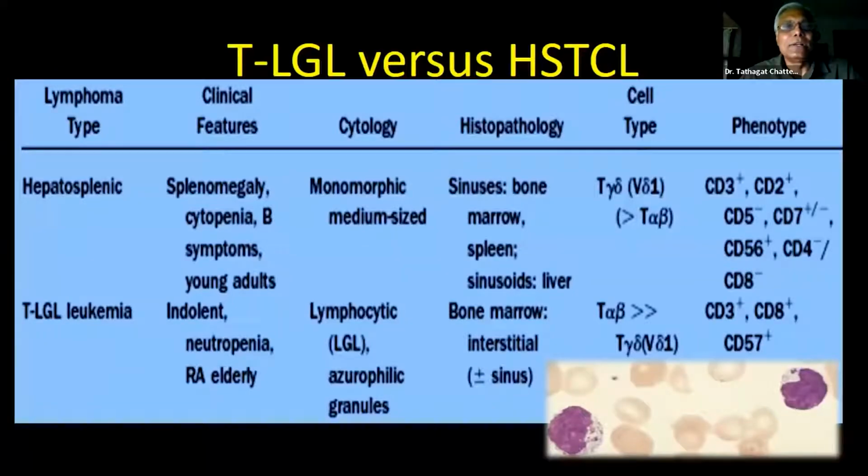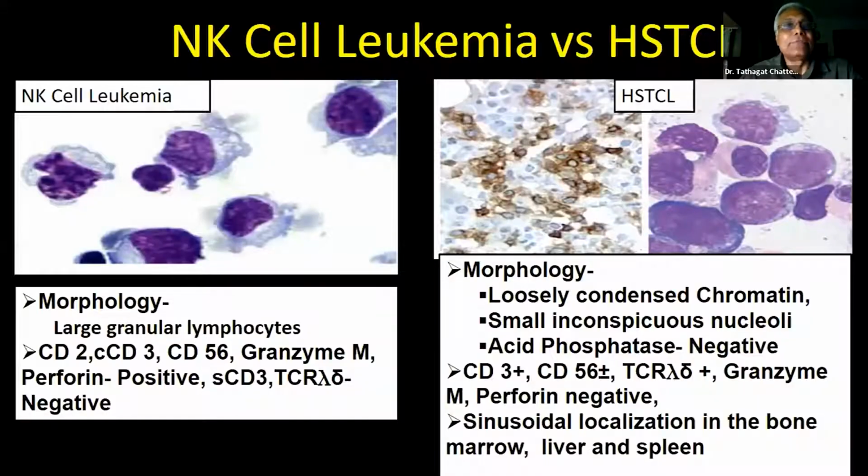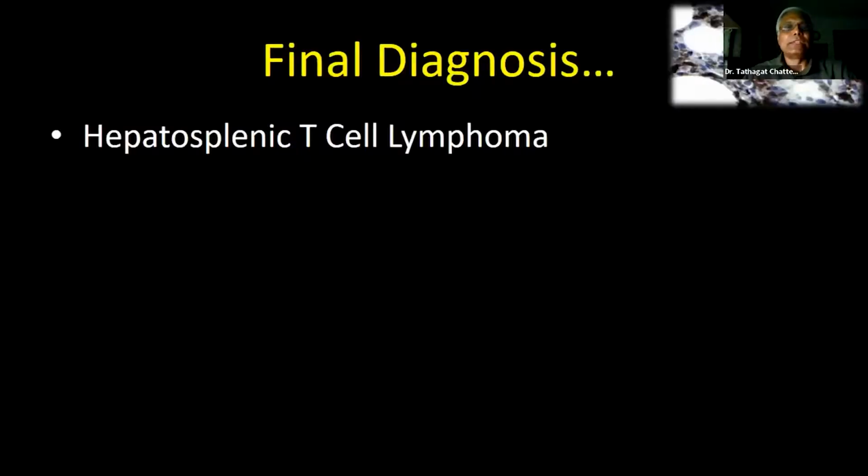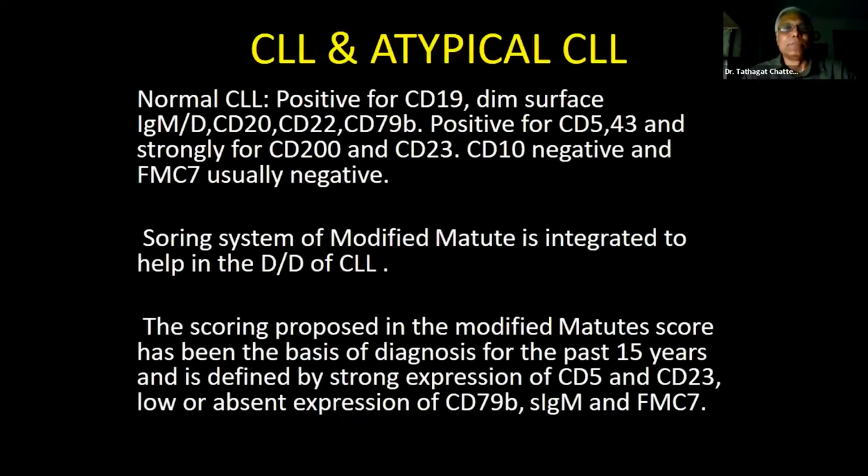And this is the lymphoma with clinical features, cytology, histology, cell type, and phenotype of hepatosplenic lymphoma versus TLGL leukemia. And of course, this is a cartoon which shows NK cell leukemia, and its differences from hepatosplenic T cell lymphoma. So the final diagnosis was hepatosplenic T cell lymphoma.